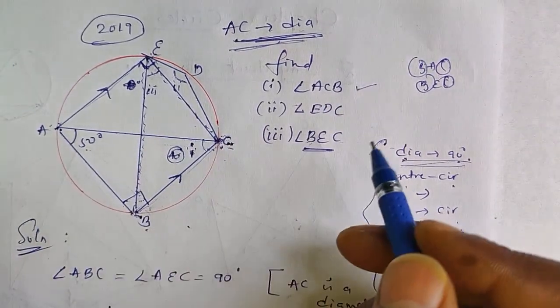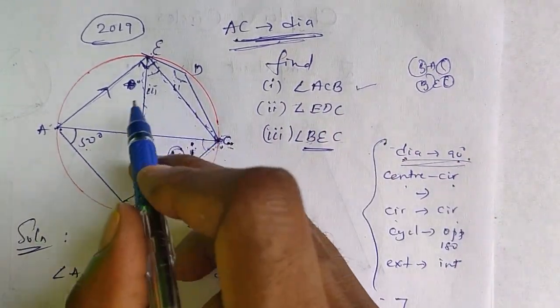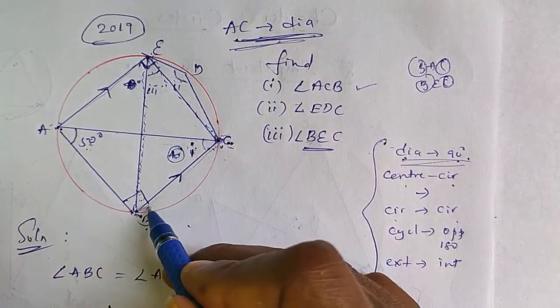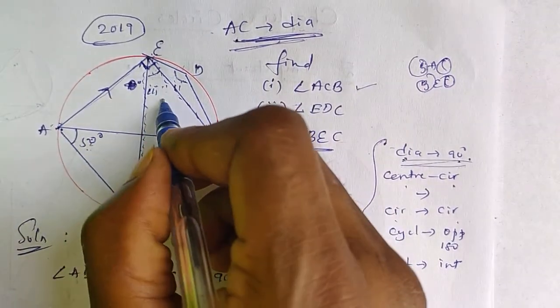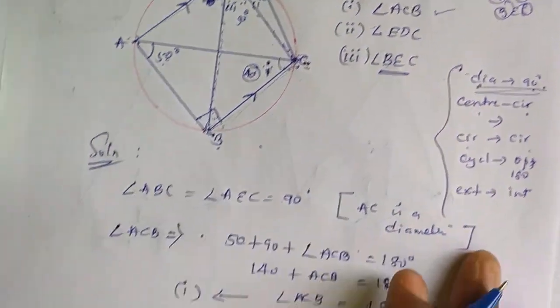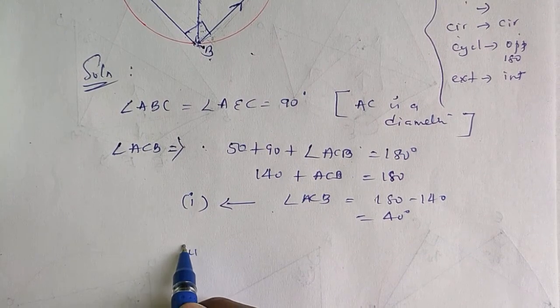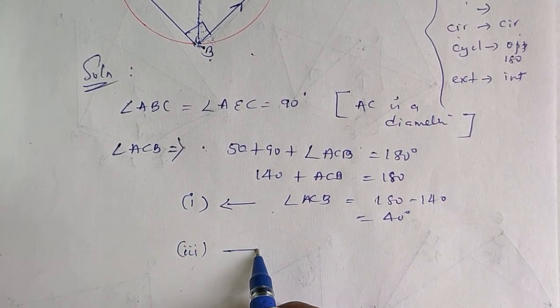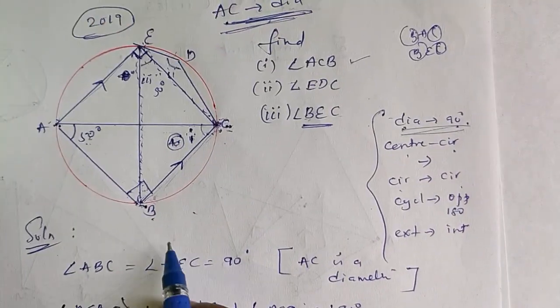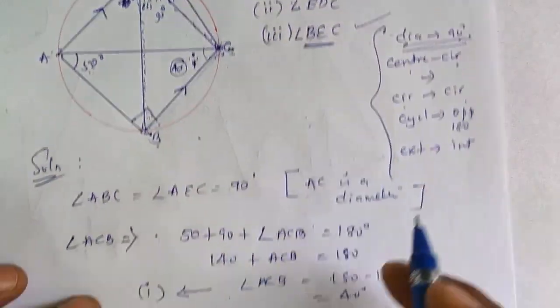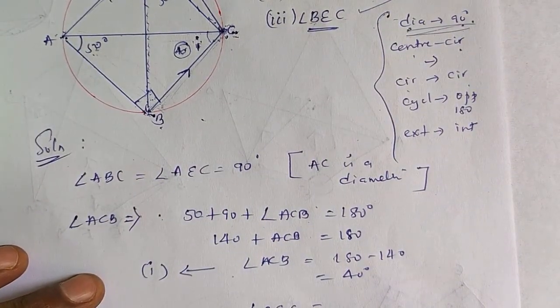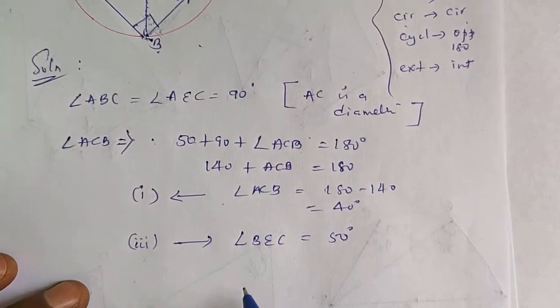So therefore, from the second theorem, both are equal. When two circumference angles are formed from the same base, then both are equal. Even this is also 50 degree. You can write that here. I got the third angle directly. What is the third angle? BEC. BEC equal to 50 degree.